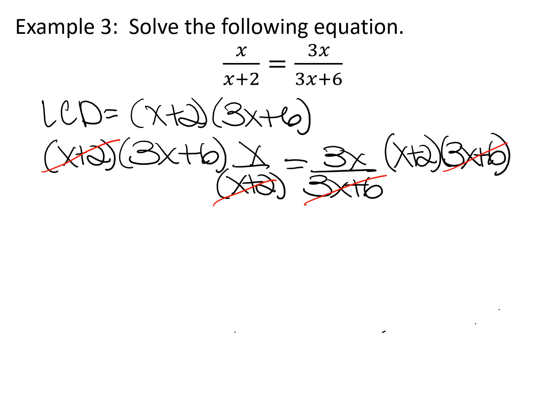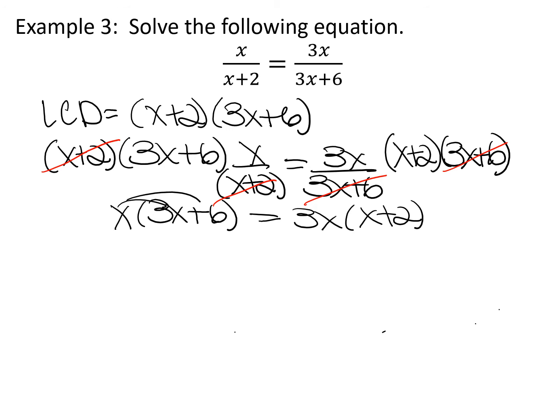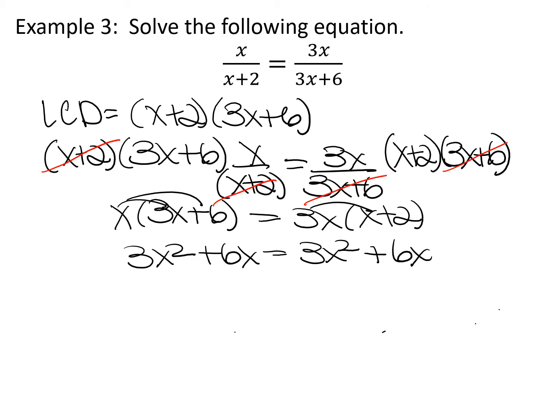Okay, I'm reducing just like before. So I end up with x times 3x plus 6 is equal to 3x times x plus 2. And I'm going to distribute. End up with 3x squared plus 6x is equal to 3x squared plus 6x. Okay, again, they are identical on left and right. So as soon as I get to this point, I know, okay, this is going to give me the exact same solution.